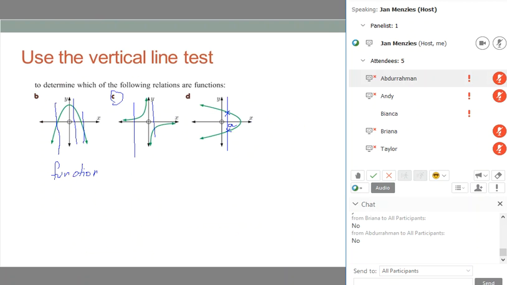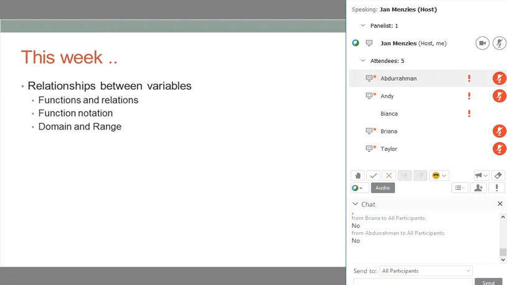Exactly. So I've jumped around. We've already talked about the domain of a function being the X values, and the range is the Y values. I've talked a little bit about functions and relations, so now we need to talk about the notation of a function.